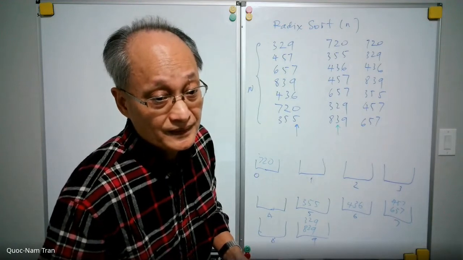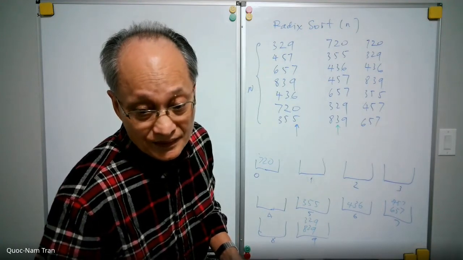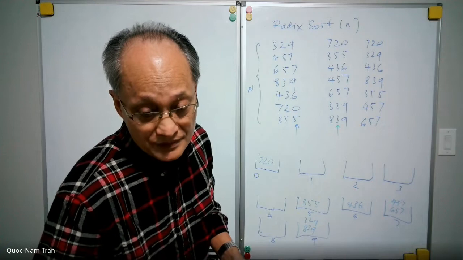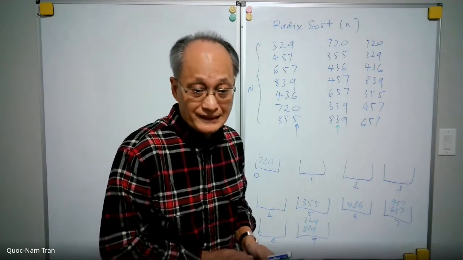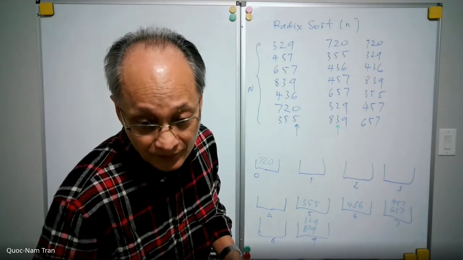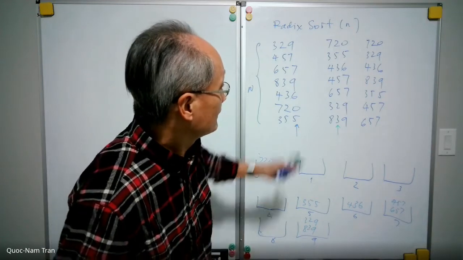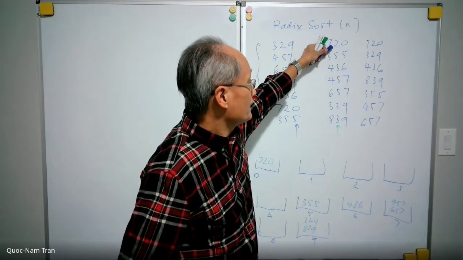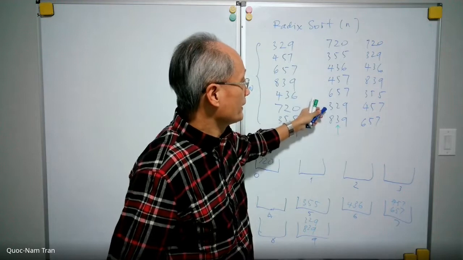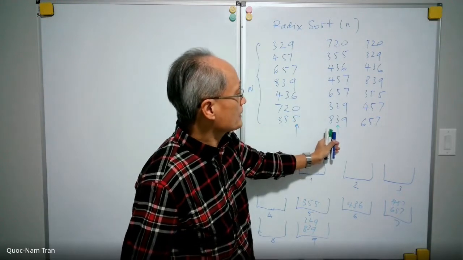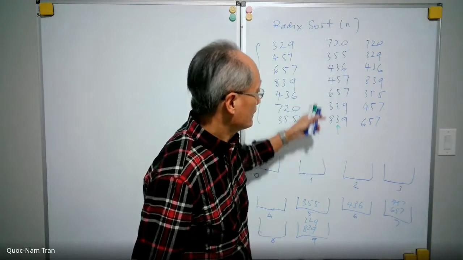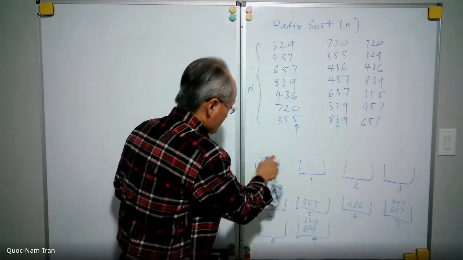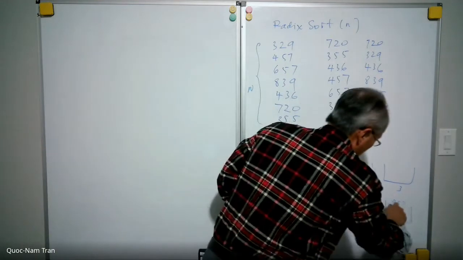Okay, so let's see. The first number should be 720. It's number two here. So it should be on top of this one, because when you scan from bottom up, this one will be here, right? So let me go step by step so we will see what we have.